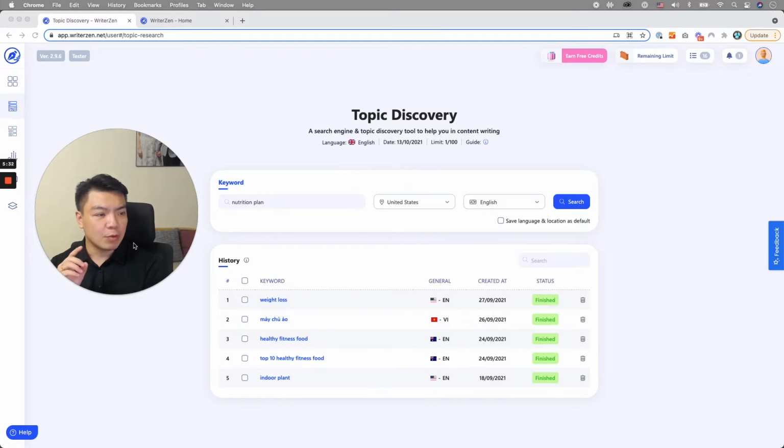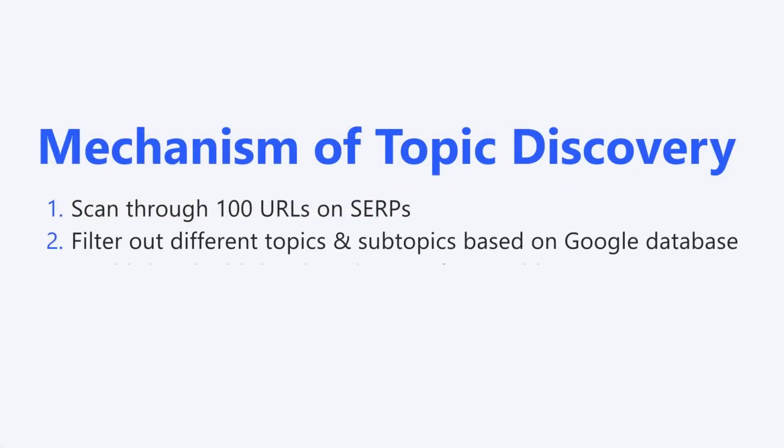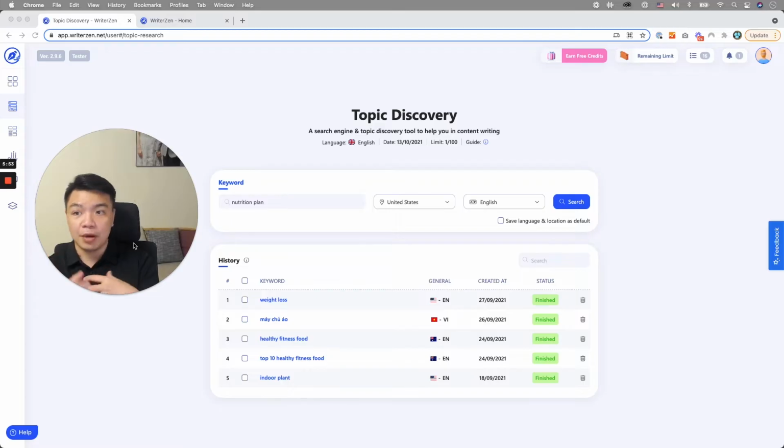So basically what it does is, first, it scans the top 100 URLs. Second is filter out different topics and subtopics. We will give you headlines and subheadlines, and we run them through Google database to get the accurate search volume results and establish them by relevancy, so you can easily map them out and select them per your usage, right? So that is the mechanism behind how we build topic discovery.